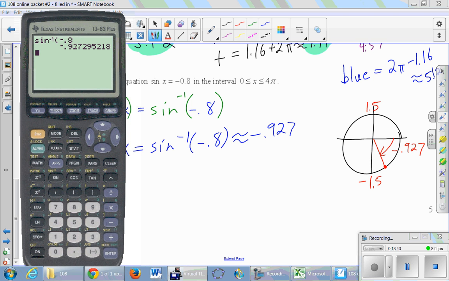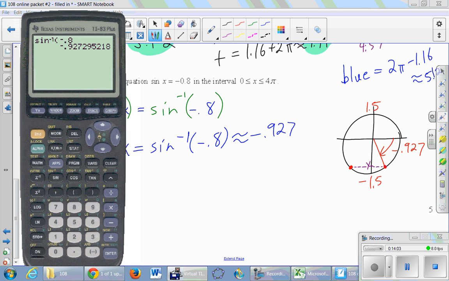And then we want the other one, but we got to do a little bit of analysis here. This is a sine problem. We know that the sine is the y value. So apparently the y value at this point is important. And where's the other point on the unit circle with exactly that y value? Continue on to here. We get this point.